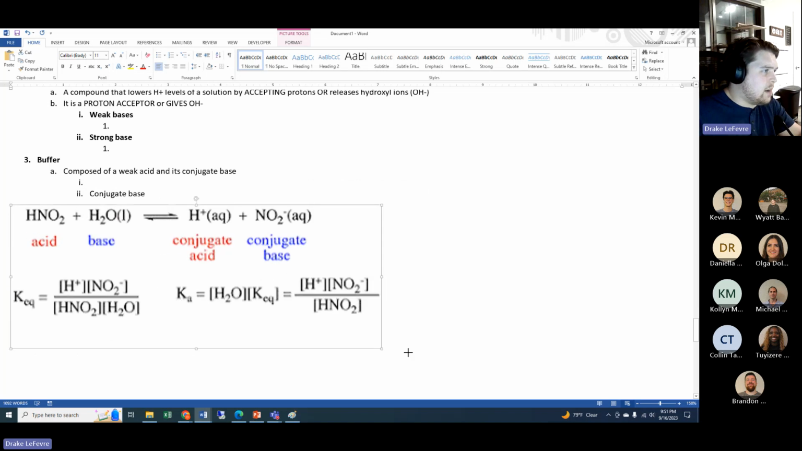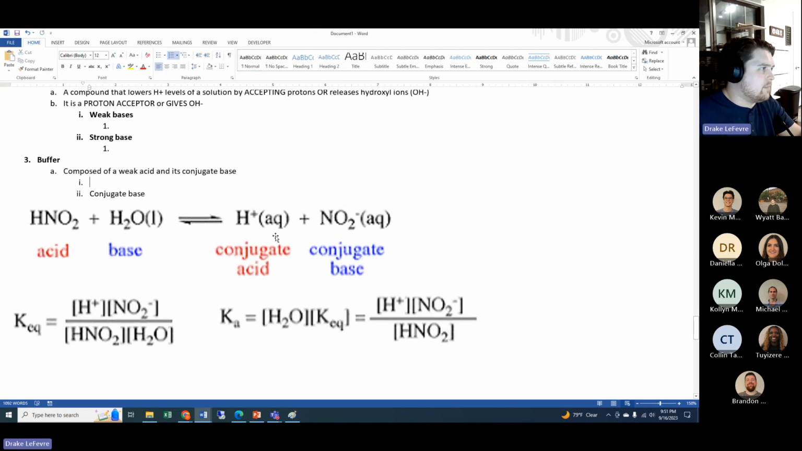I just want to focus on this top part right here at the top. Okay. So HNO2, this is an example of a weak acid. And then we're putting it into water, which is a base. So it's going to not fully dissolve, but it's going to partially dissolve. And as a result, you get what's called the conjugate acid and the conjugate base. The conjugate base is just the weak acid with the hydrogen removed.